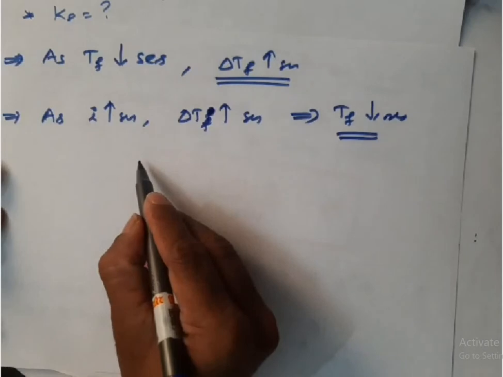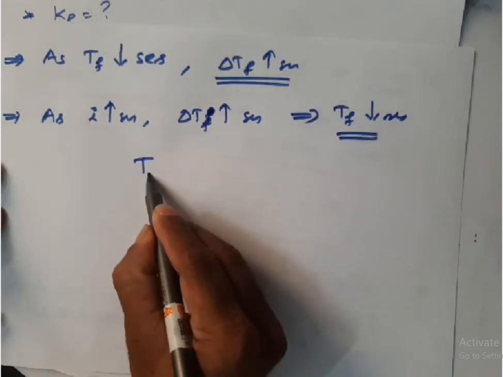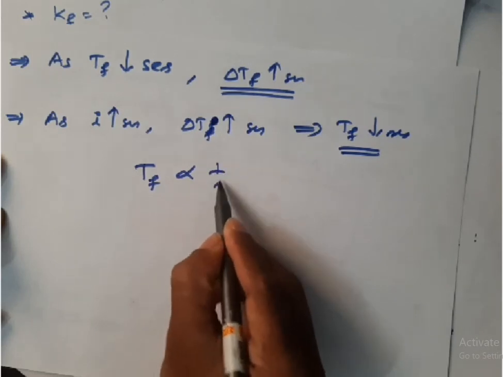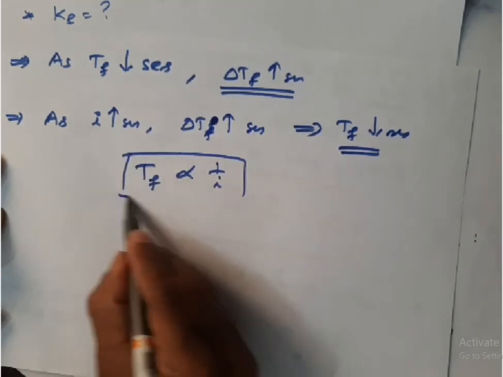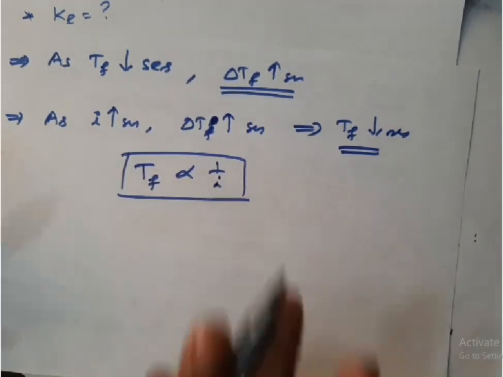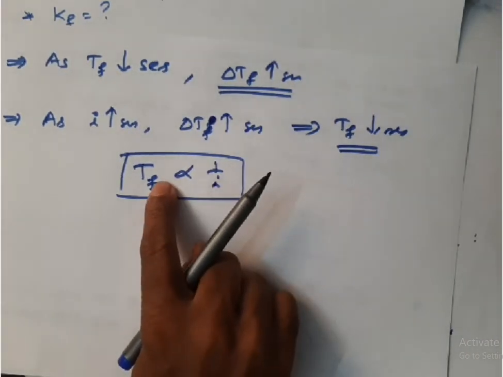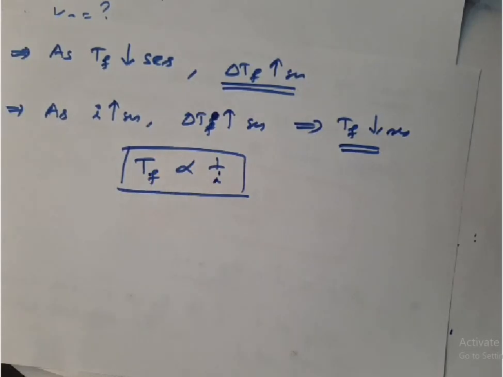Yes, sir. Just for understanding purpose, I will say like this: freezing point of solution is inversely proportional to i. There is no inverse relation like this. This is for understanding purpose. As i increases, freezing point of solution will decrease. Note down, students.